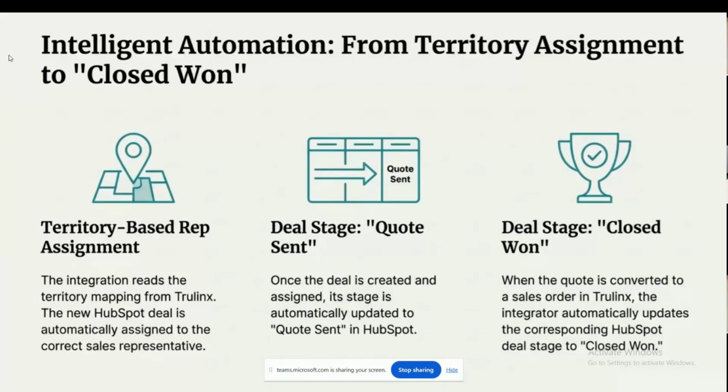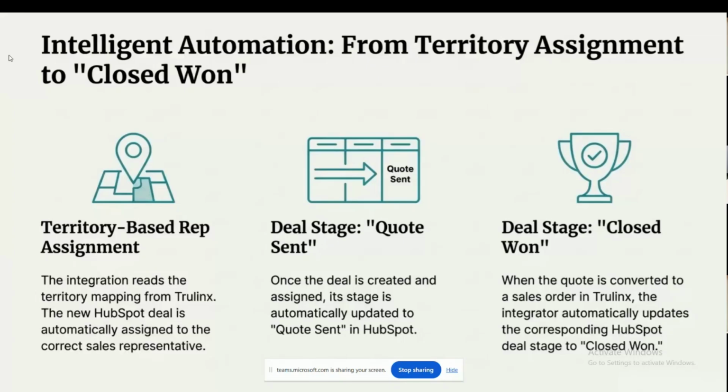So once that sales rep is assigned to the HubSpot system for the codes, the sales rep will receive an email notification from HubSpot saying, hey, you have been assigned a new code, and the sales rep will start doing his process of following up in the HubSpot system.